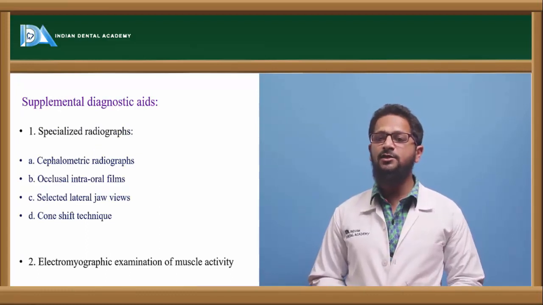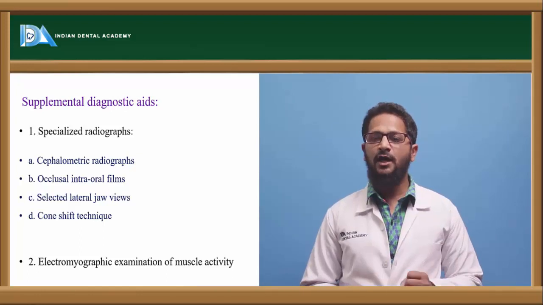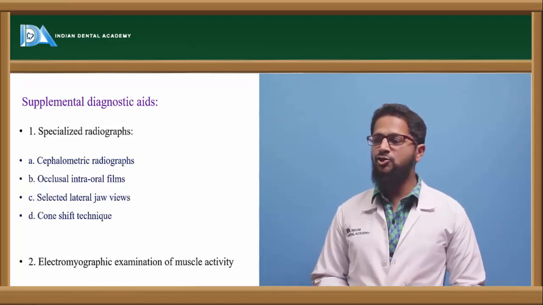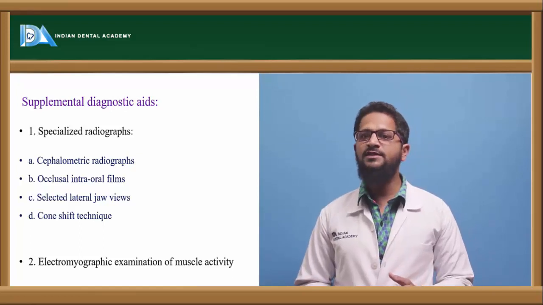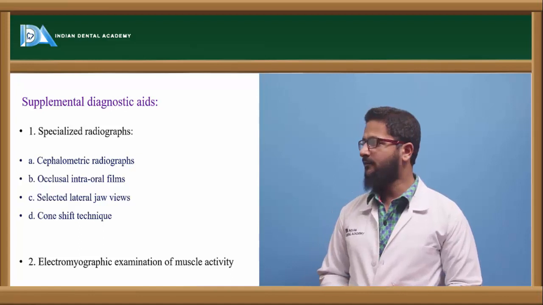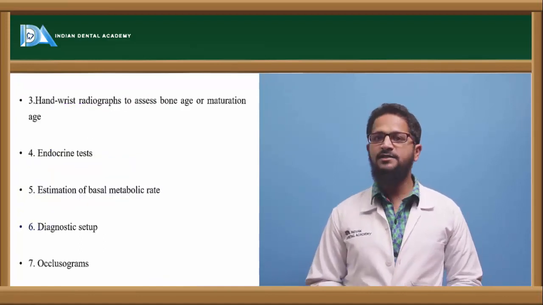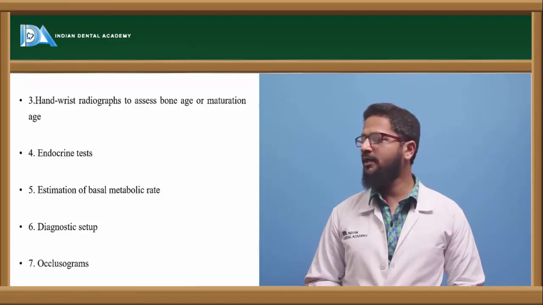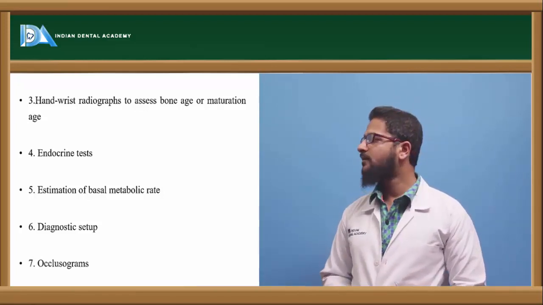Supplemental diagnostic aids include specialized types of radiographs like cephalometric radiographs, occlusal intraoral films, lateral jaw projections, cone shift techniques, etc. Apart from this comes electromyography, that is EMG, to evaluate the muscle activity. Hand wrist radiographs, endocrine tests, evaluation of basal metabolic rate, diagnostic setup, and finally occlusograms.